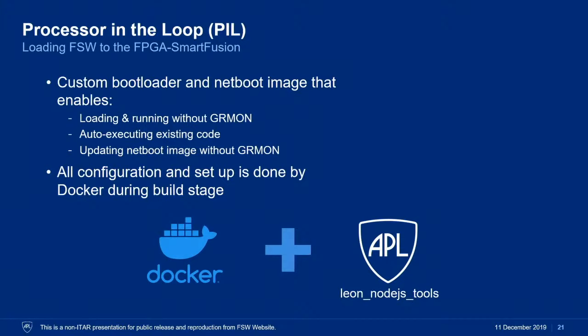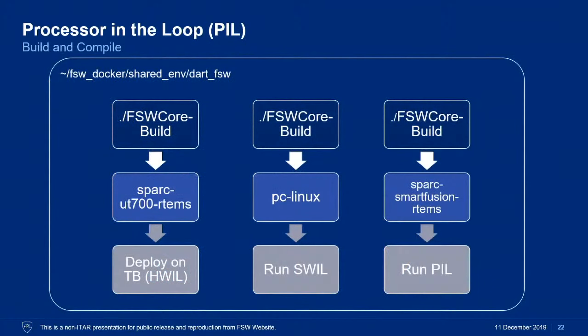What that looks like as a change in your file infrastructure is that in that same DART flight software directory, you now have a path for the SmartFusion image. So now you can build three kinds of images that you can deploy, where the Spark SmartFusion RTEMS image is very much like the UT700 one. And so what does this get you?